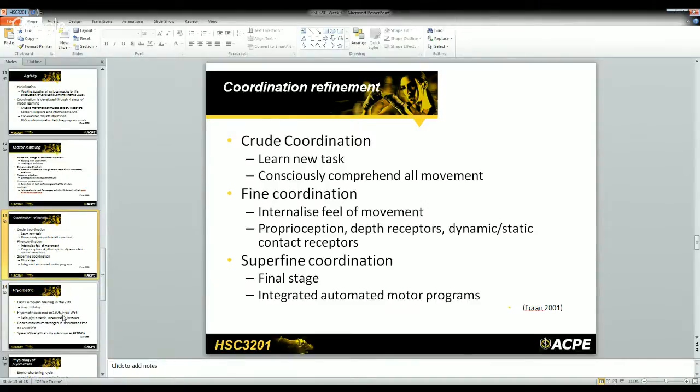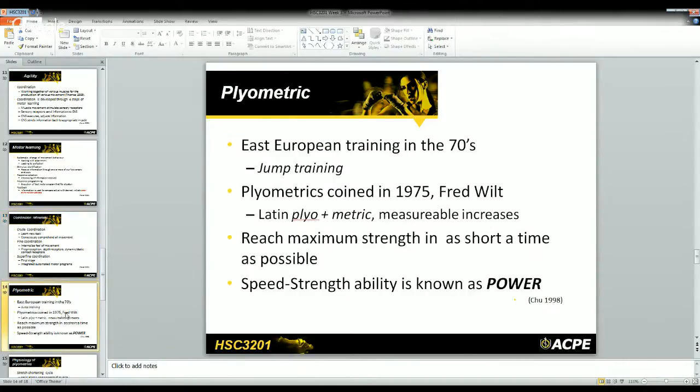One of the other big things that came from Russia is plyometrics. From the 70s, jump training, plyometric measurable increases. And it's about reaching maximum strength in a short time. Speed-strength ability is known as power. So think of plyometrics and power as applying a lot of strength in a very short period of time.